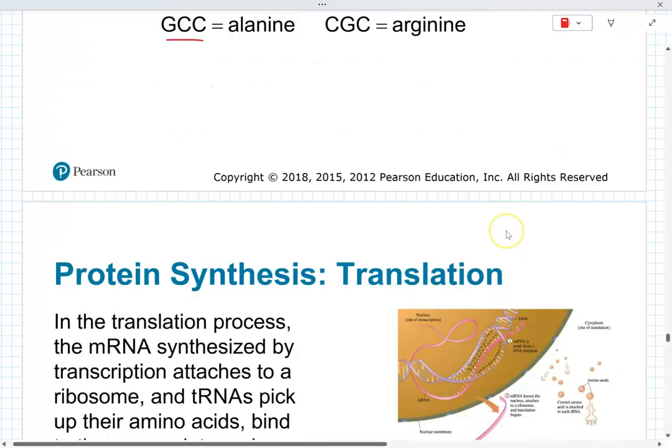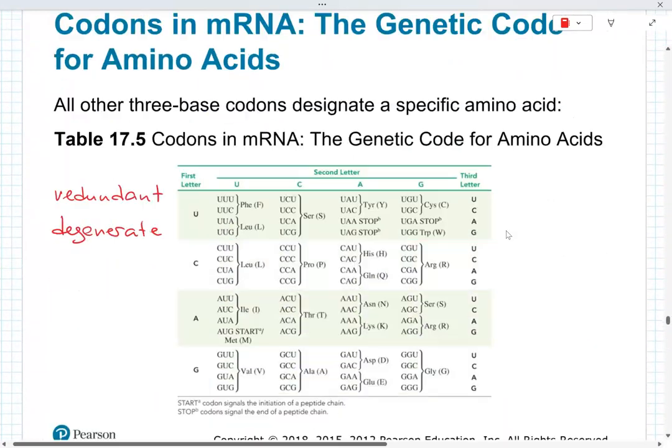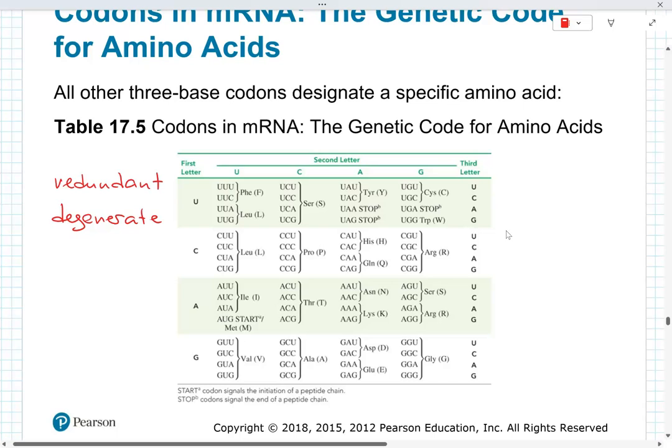Now my question, one of them, is what do you think the advantage is of having several different codons for the same amino acid.